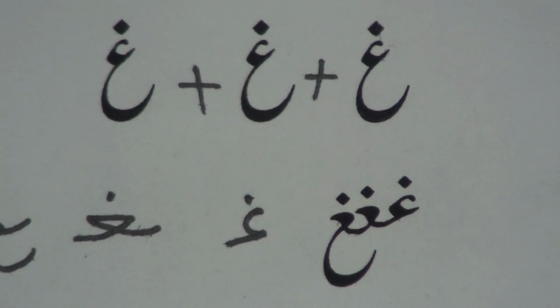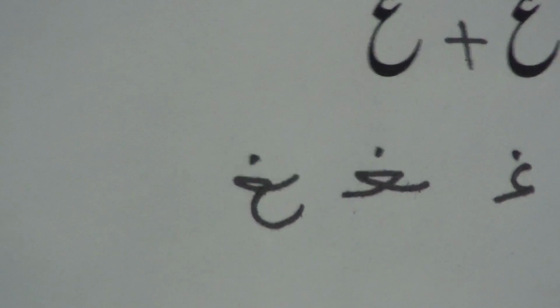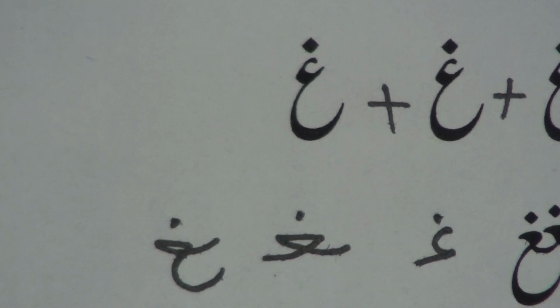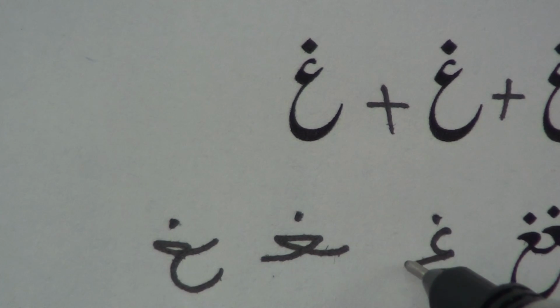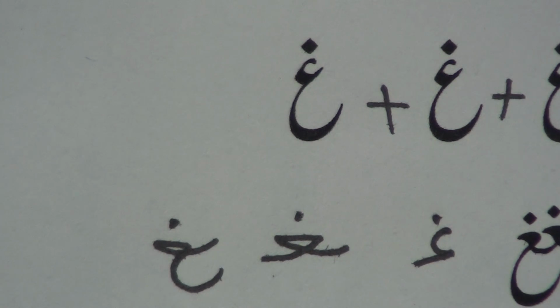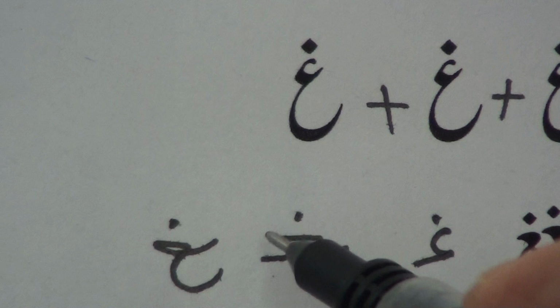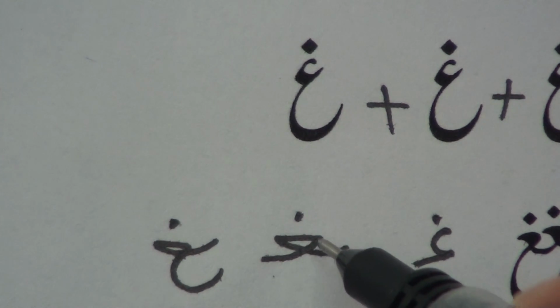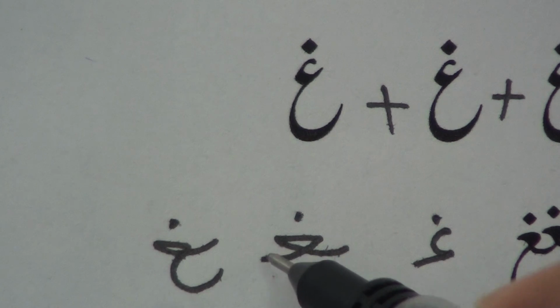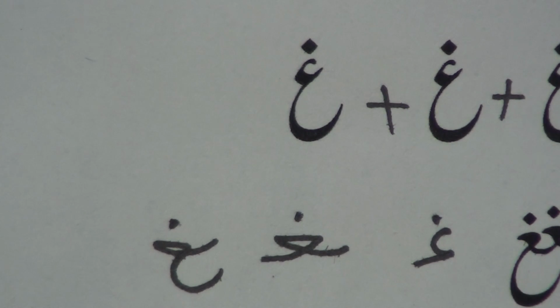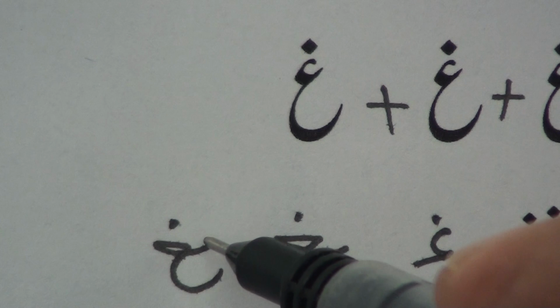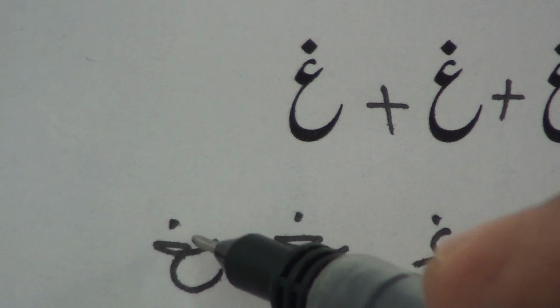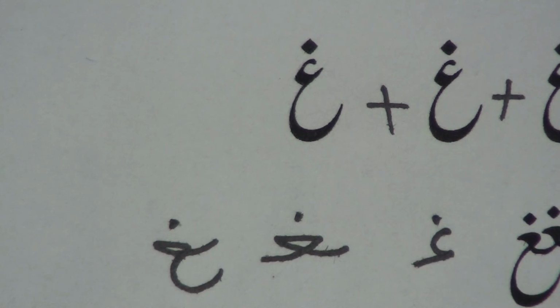In the beginning of the word, it is written like this, ghain, and the letters coming after ghain are joined here. In the middle of the word, ghain is written like this. First letter is joined here, and the next letter is joined here. And in the end of the word, ghain is written like this. First letter is joined here, and this is the final shape of ghain.